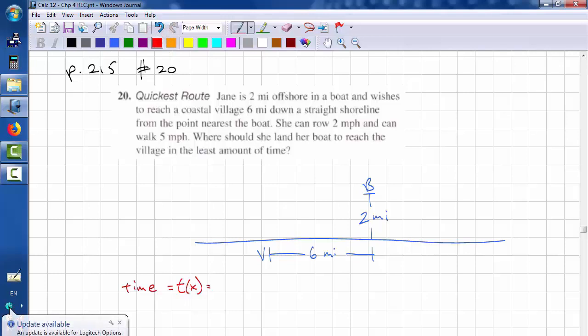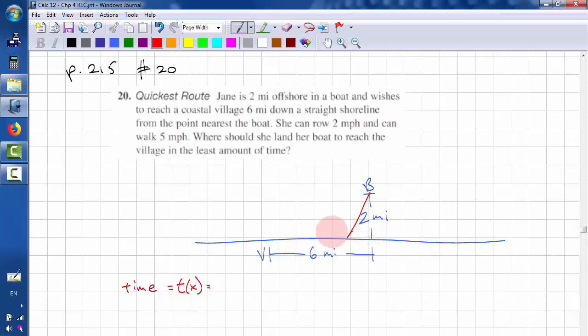Next question. Number 20. Jane is 2 miles offshore in a boat, wishes to reach the coastal village 6 miles down a straight shoreline from the point nearest the boat. She can row at 2 miles per hour and can walk at 5 miles per hour. Where should she land her boat to reach the village in the least amount of time? Okay, so we need to draw this.